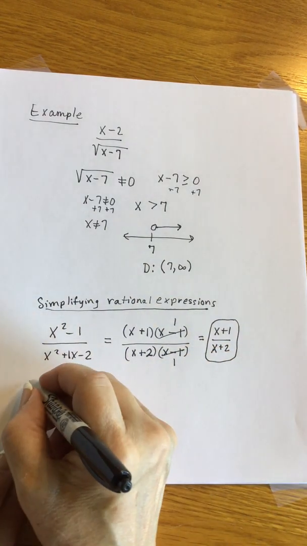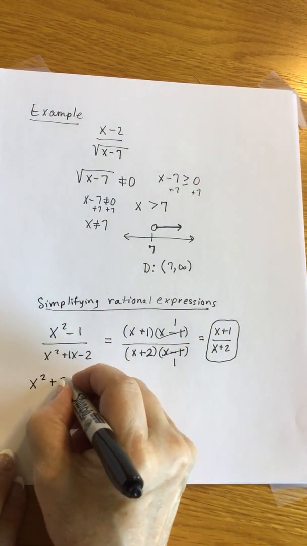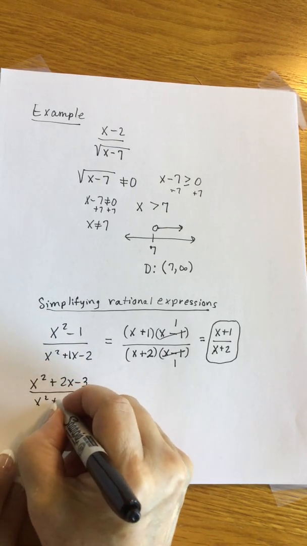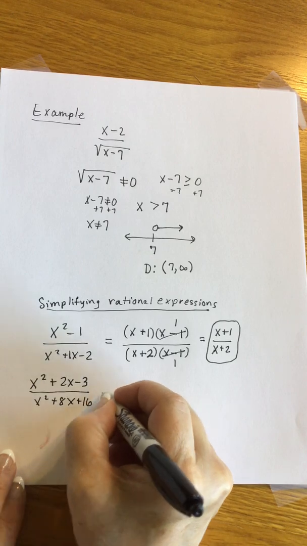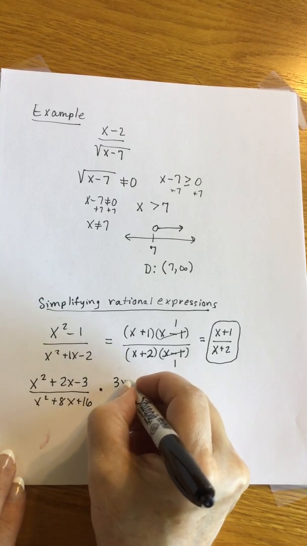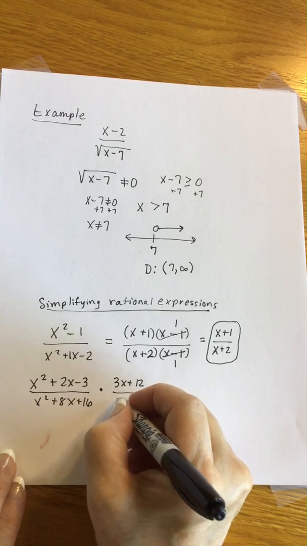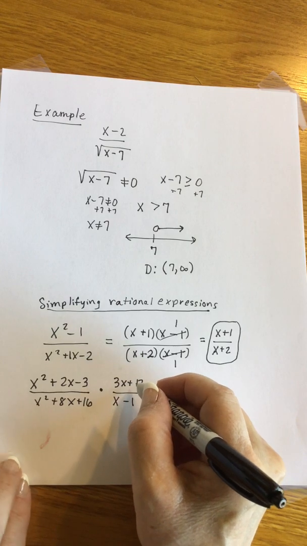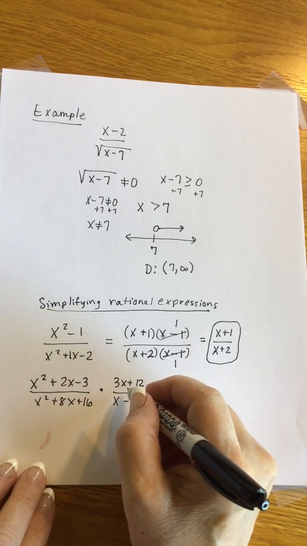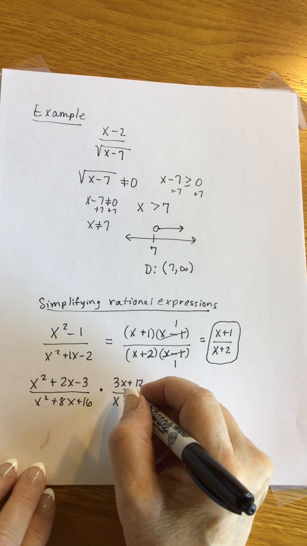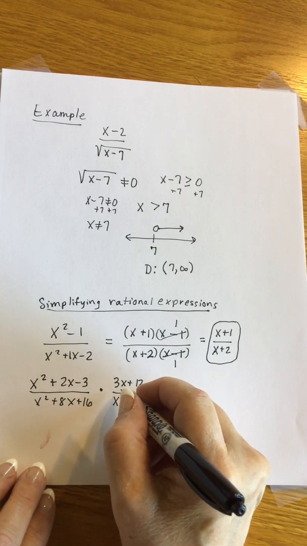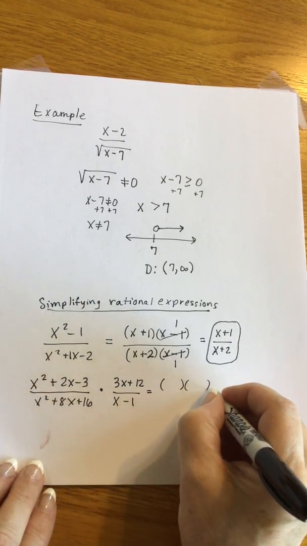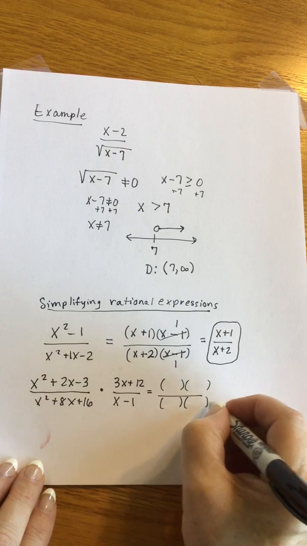Okay, let's try another example. x squared plus 2x minus 3 over x squared plus 8x plus 16, and then we have 3x plus 12 over x minus 1. Now notice what have I done here? I'm multiplying two rational expressions. So again, in multiplication, we don't have to have the common denominator like we do in addition. So I'm still going to start out with factoring, so factoring the numerator and the denominator.